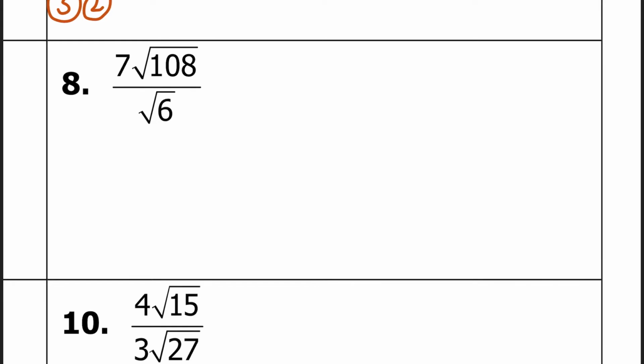All right. I know that 6 goes into 108. I could do on my calculator 108 divided by 6 and see that it really does go. It's 18. So this is going to be, I'm going to divide by square root of 6, divide by square root of 6. I keep the coefficient. It's the radical that's being divided. And of course this is 1, so I just have 7 square root of 18.